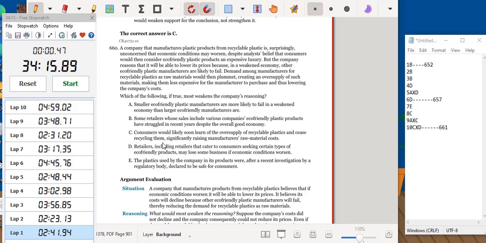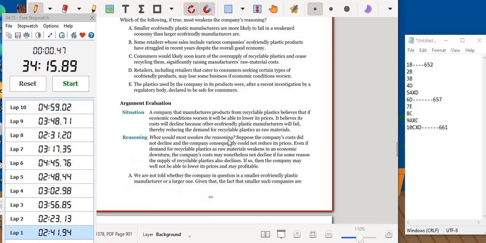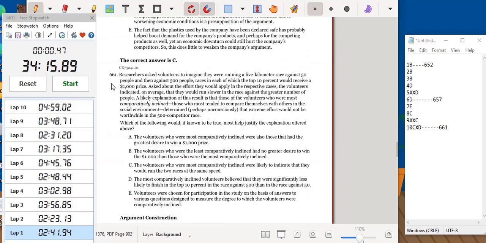So, what it shows is that if the smaller ones fail and the larger ones persist, the demand that they said would be less because there will be surplus. But here it indicates that it will not be surplus. The last one, 661, is D.